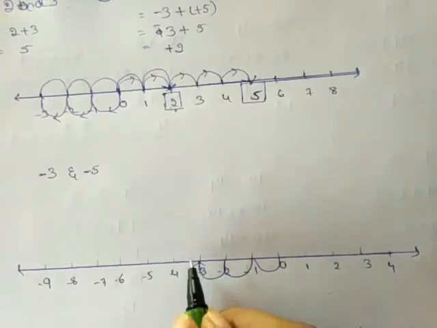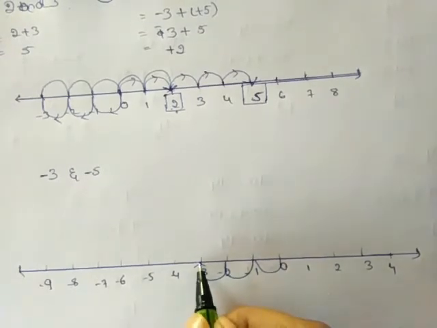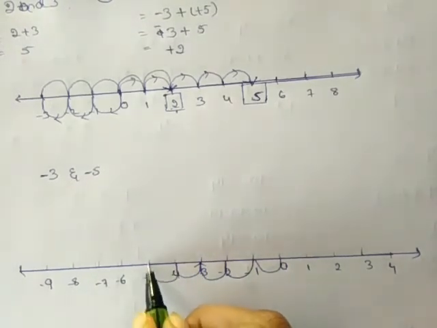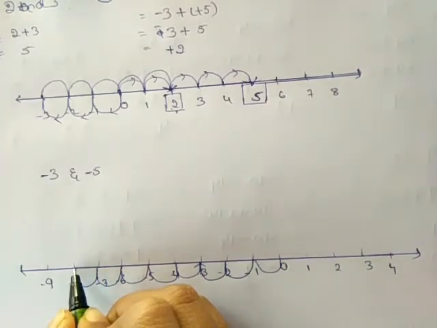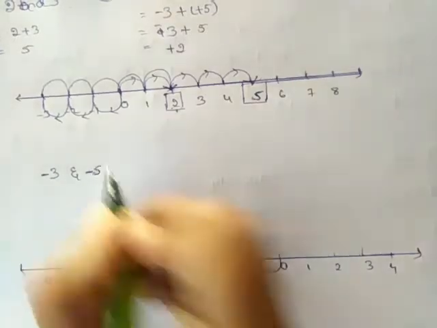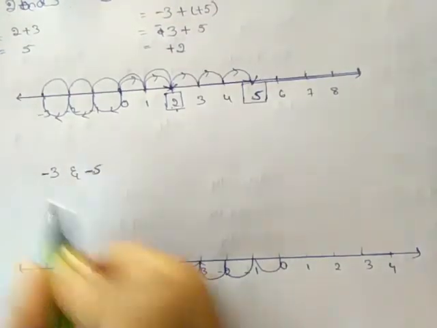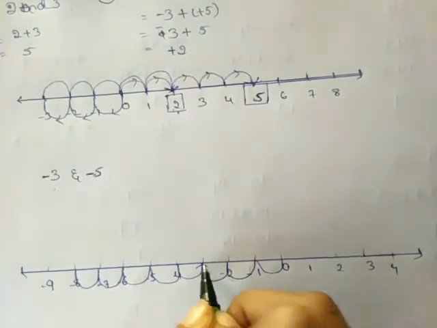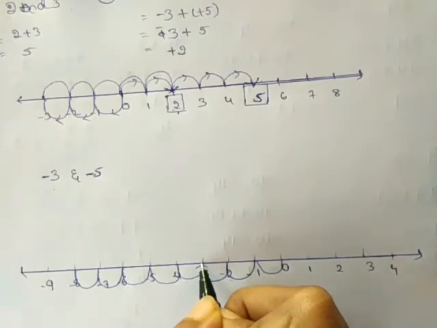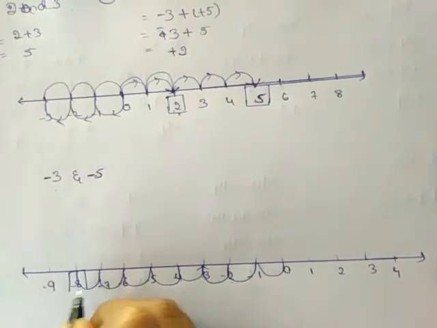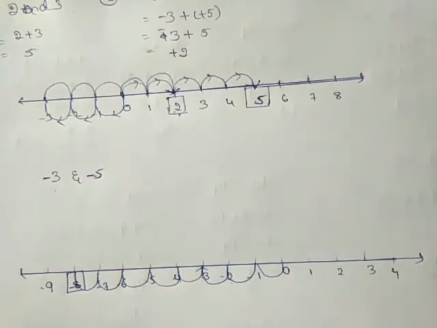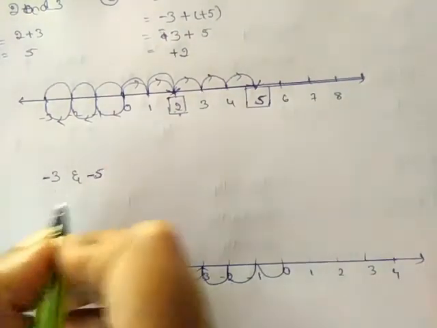Then for the minus 5, 1, 2, 3, 4, 5, here they have said 5 steps. First we move from 0 minus 3 steps, then from minus 3 we need to move minus 5 steps. We are standing at the point minus 8.